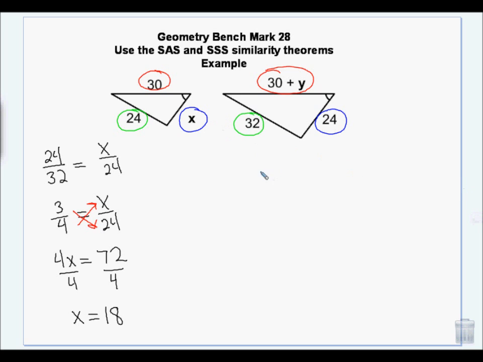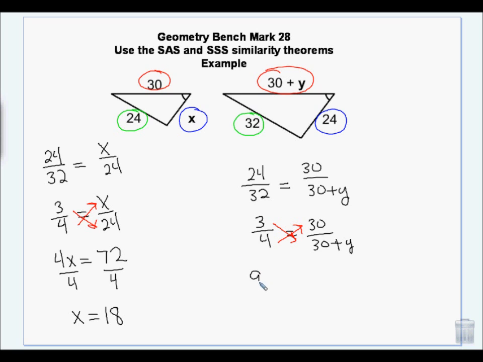Okay, for y, same proportion. I have 30 over 30 plus y. I'm going to reduce. Cross multiply. And I get 90 plus 3y is equal to 120. So 3y is equal to 30. So y is equal to 10.